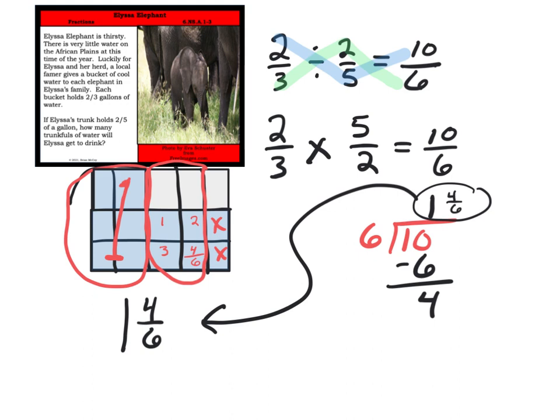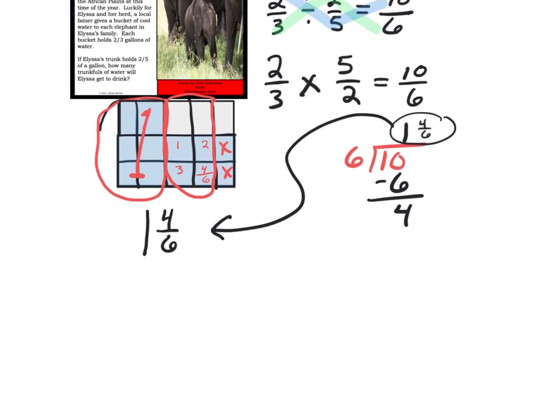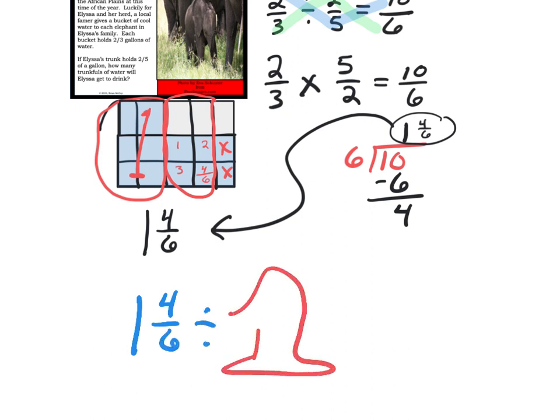But it's still not simplified because 4/6 can be reduced or simplified. So I'm going to do this right now. I'm going to take 1 and 4/6, and then I'm going to divide it by the giant 1, and I'm going to divide by the giant 1 of 2/2. So let's just grab that and go 2/2.